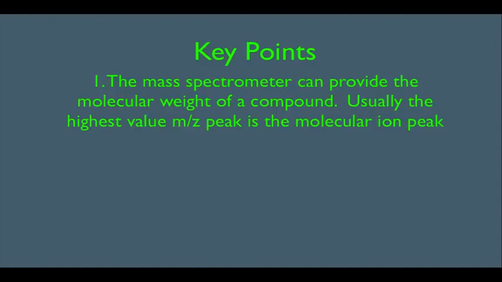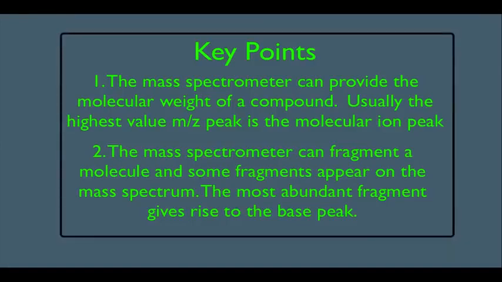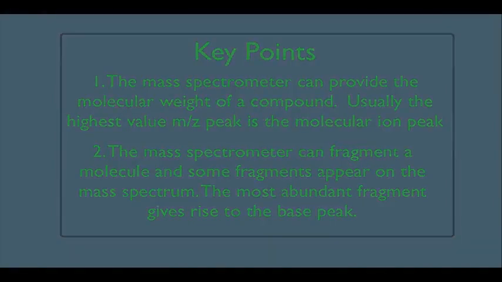Usually the highest value m/z peak is the molecular ion peak. We're going to make sense of that. We're also going to make sense of this. Number two, the mass spectrometer can fragment a molecule, and some fragments appear on the mass spectrum. The most abundant fragment gives rise to what's called the base peak. So, let's talk about this then.